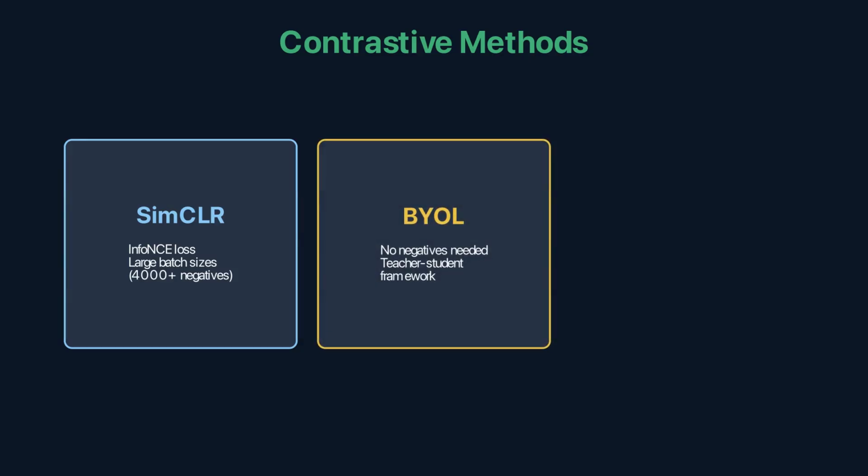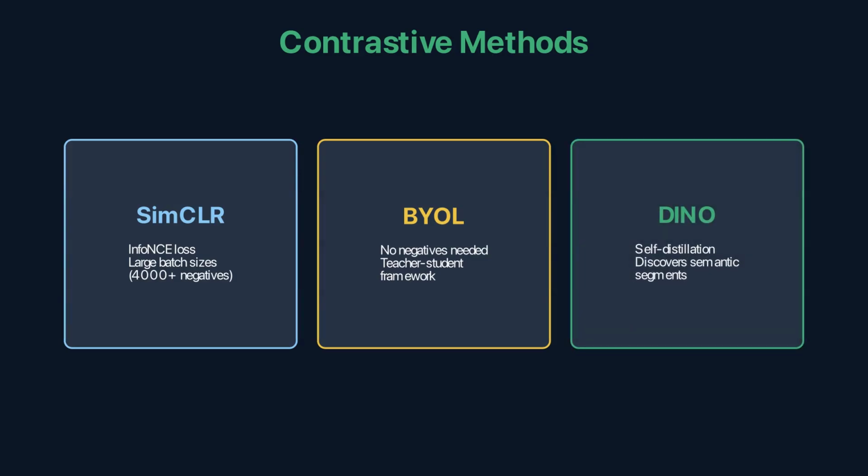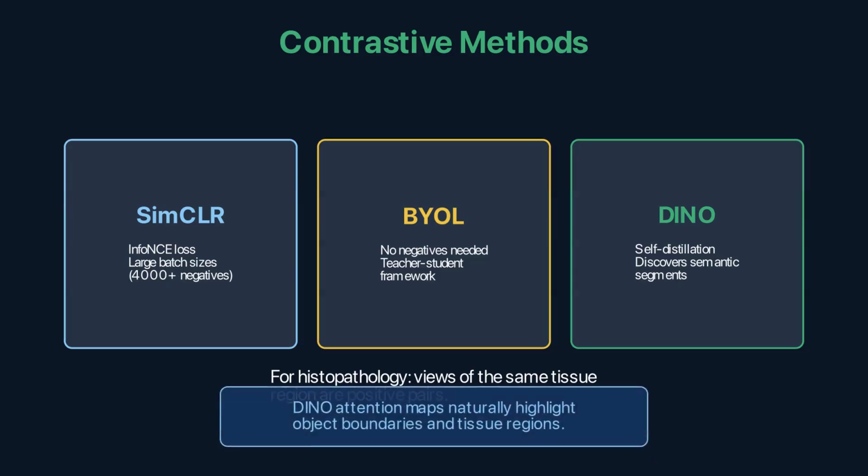BYOL eliminates negatives entirely. A student network learns to predict the output of a slowly updating teacher network, applied to a different view of the same image. DINO combines self-distillation with vision transformers and discovers semantic segmentation as an emergent property. The attention maps naturally highlight object boundaries. For histopathology, DINO-style models learn to segment tissue regions, identify cell types, and detect structural abnormalities from unlabeled slide images.